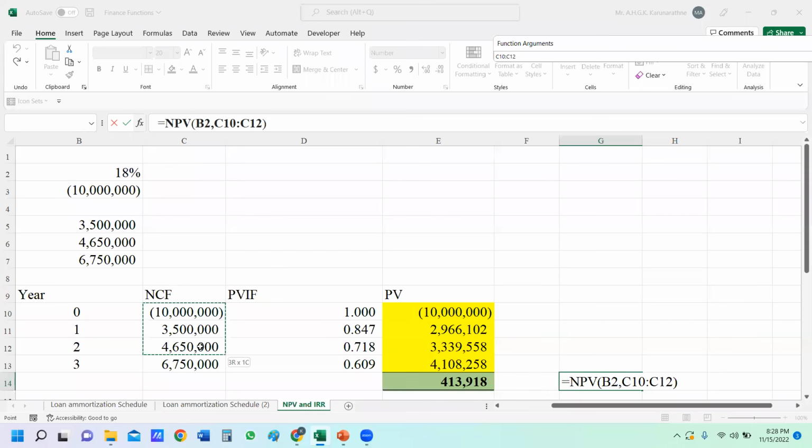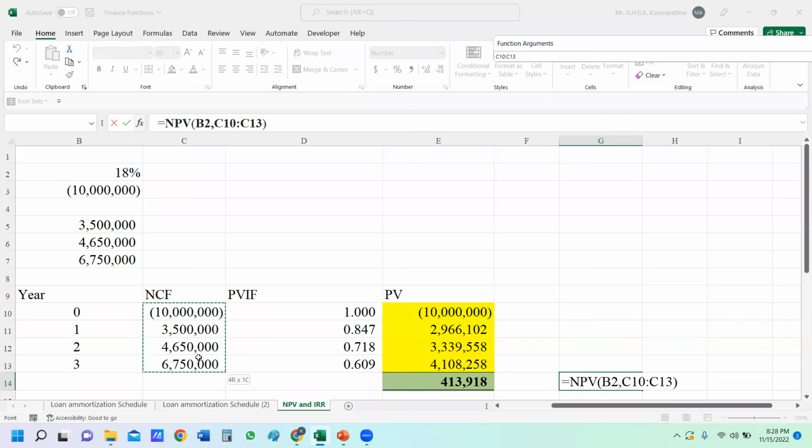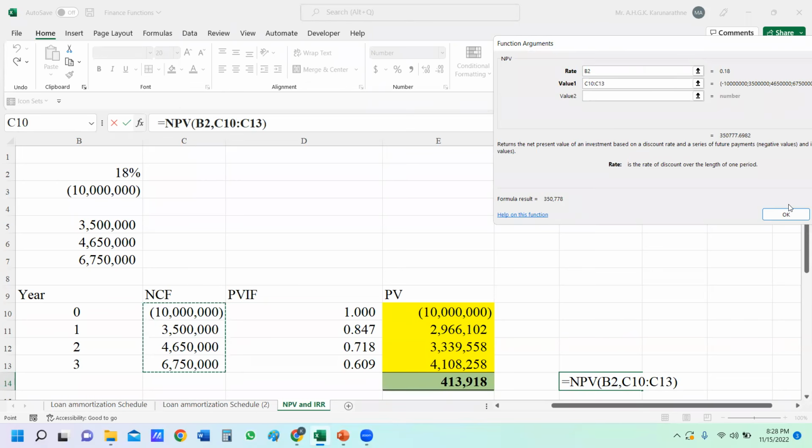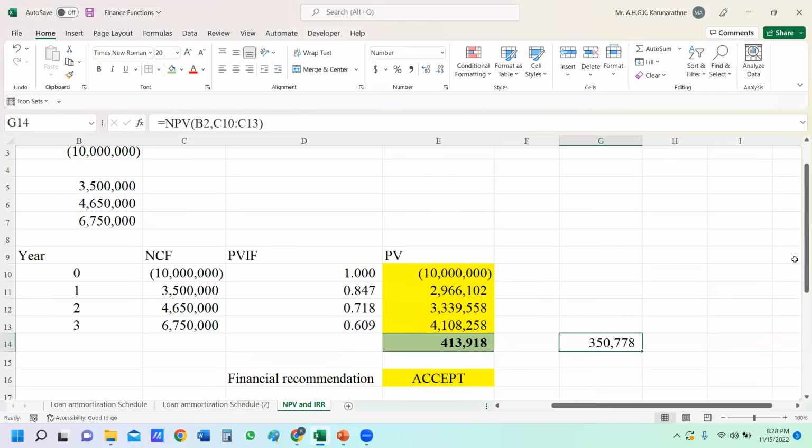This time this is not going to work, but I'll show you. Let's show all the cash flows like this, and say okay. You can see it is 350,778. It is not equal. That means something went wrong. There's a problem.